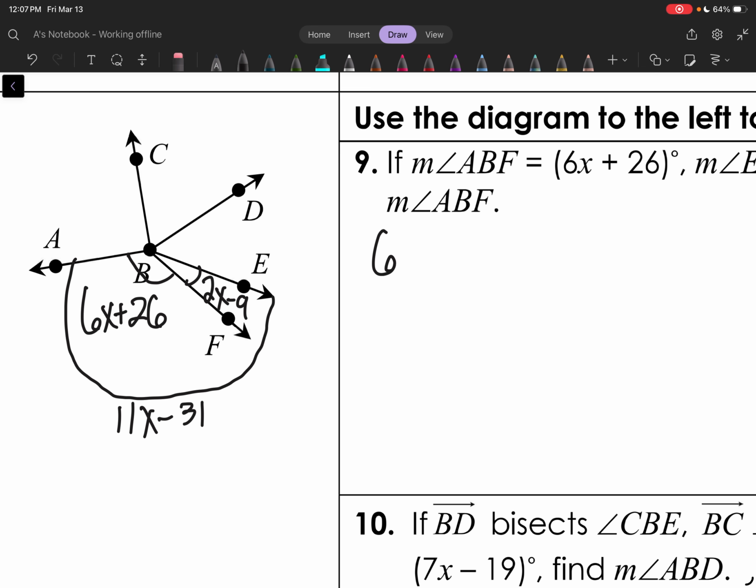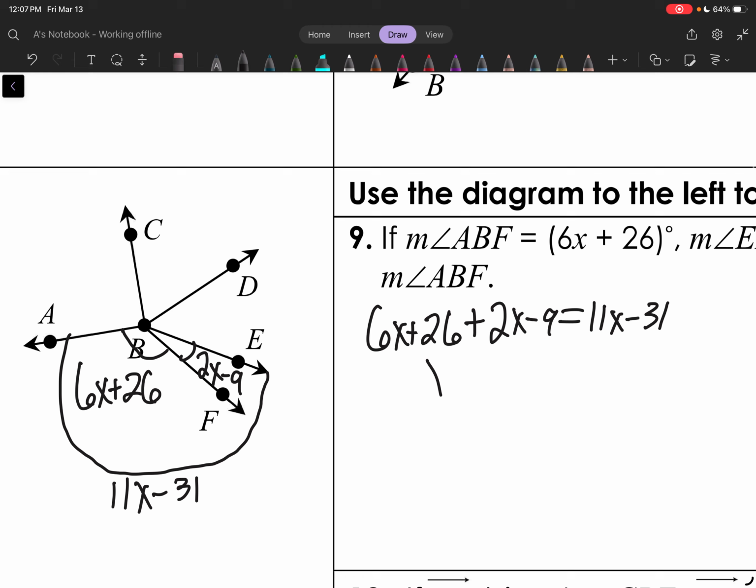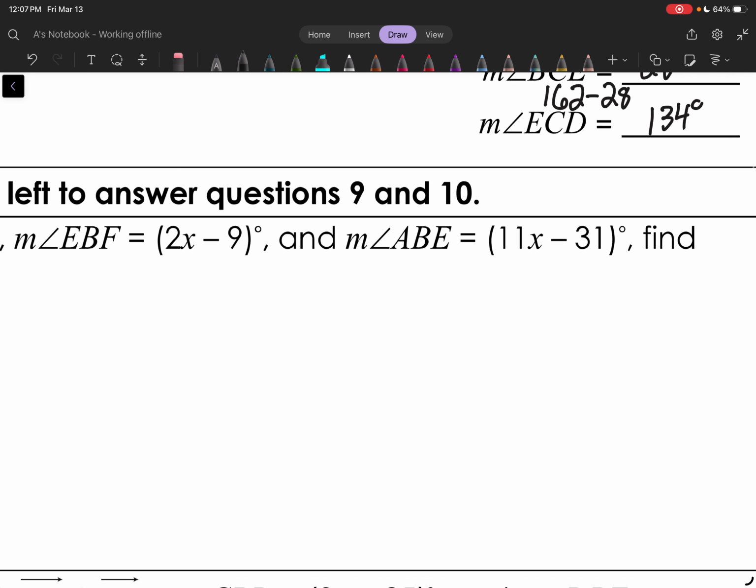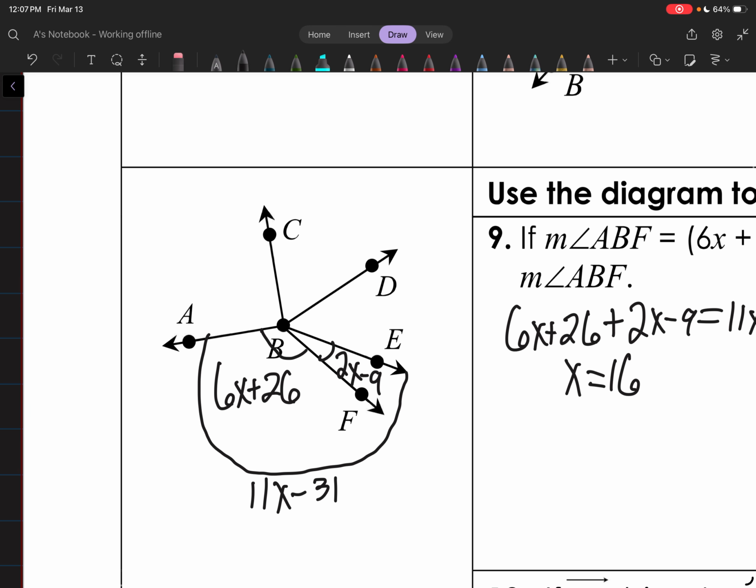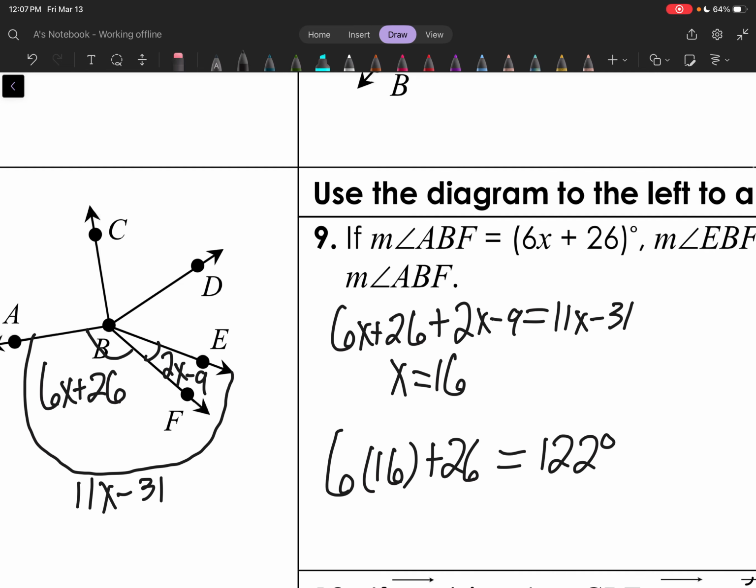6x plus 26 plus 2x minus 9 equals 11x minus 31. You're welcome to use Desmos. X is equal to 16. Find the measure of ABF. So 6 times 16 plus 26. 122 degrees is my answer.